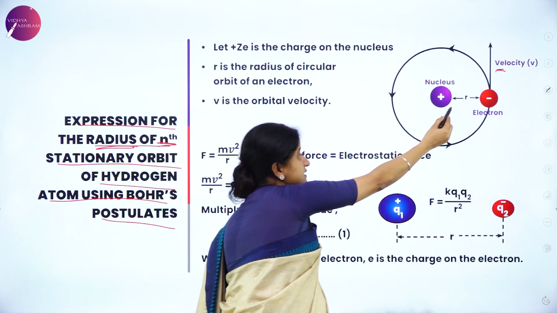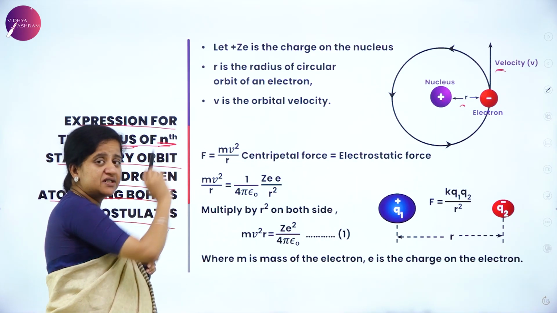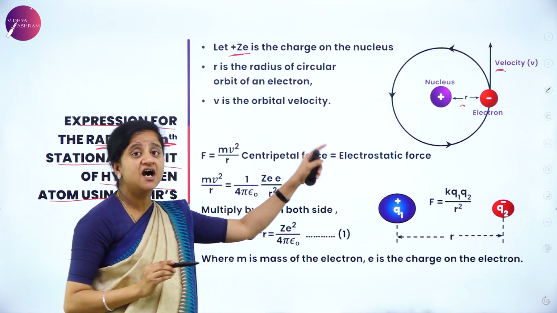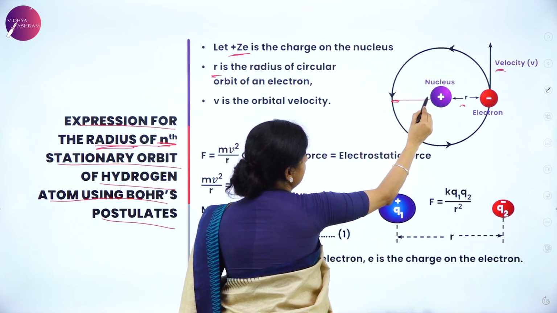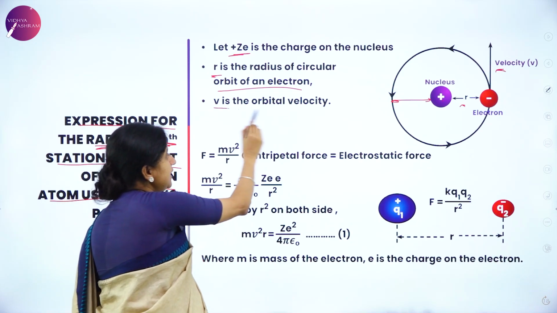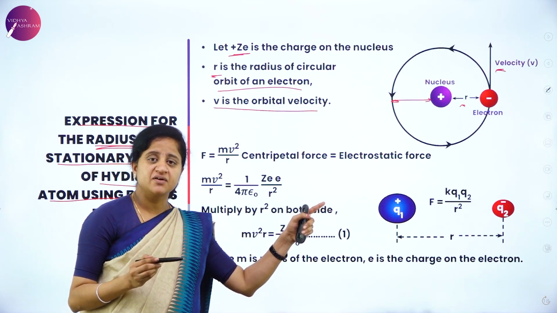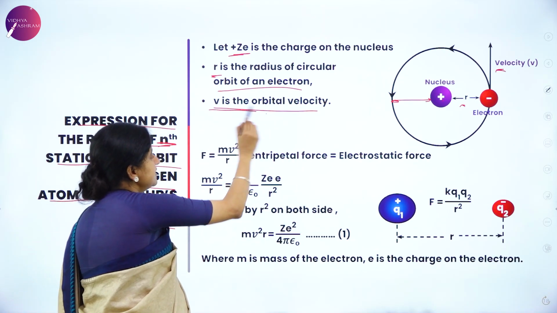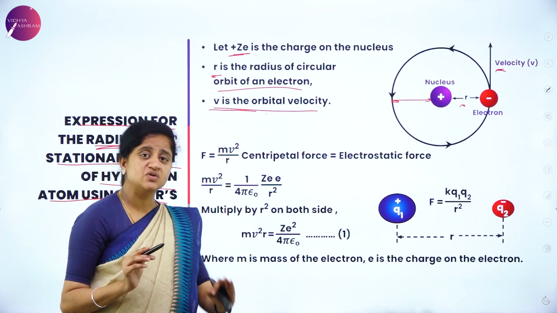R is nothing but the distance between the nucleus and the electron. So we shall start the derivation now. Let +Ze be the charge on the nucleus, and r the radius of the circular orbit of an electron. v is the orbital velocity, because we know that the electron revolves in its own particular orbit, and hence we call it orbital velocity.